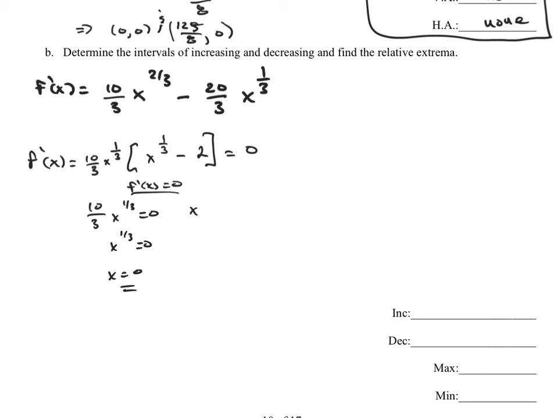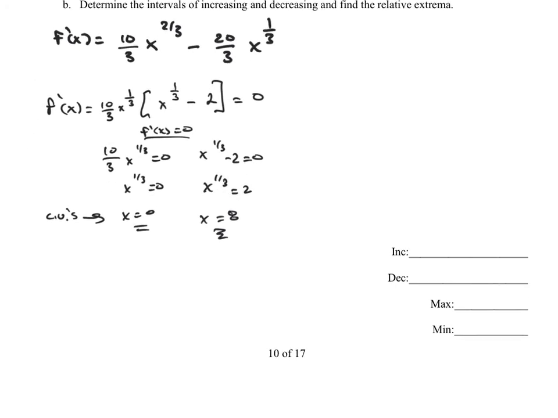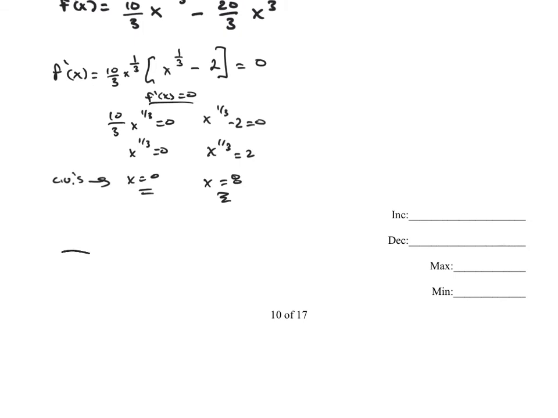And then I also have to look at x to the 1/3 minus 2 equals 0. Add 2 to both sides, I'd have x to the 1/3 equals 2. Cube both sides, and I'd have x equals 8. So these right here, 0 and 8, are my critical values. Again, why do I care about critical values? Because I need to break up my number line on those critical values, 0 and 8. Those could be potential maxes and mins.